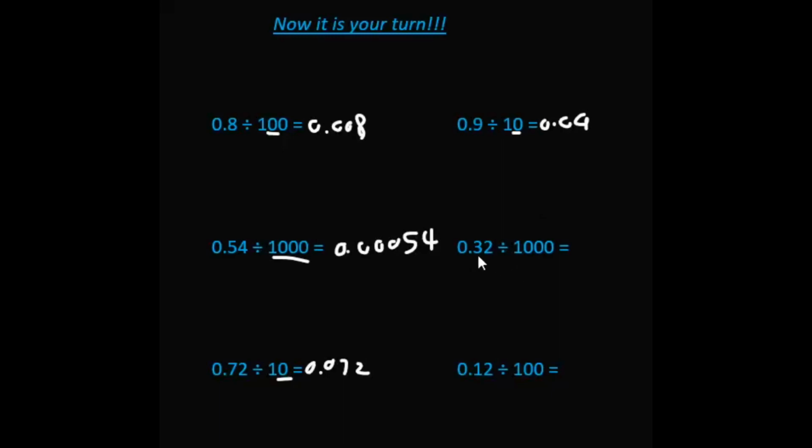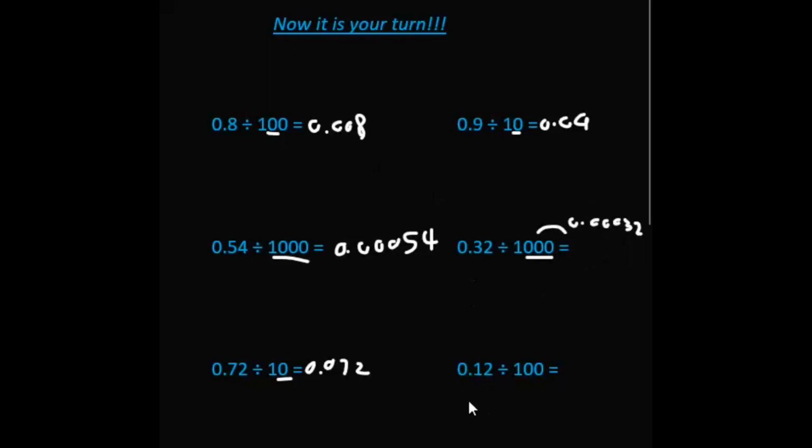Next we have 0.32 divided by 1000. So let's catch the zeros again. 0 point, and then 1, 2, 3 zeros. Okay, that's 3 zeros there. Now let me write it up here. So 0 point, 1, 2, 3 zeros and 32. So just forget about the one below. This is the answer up here.